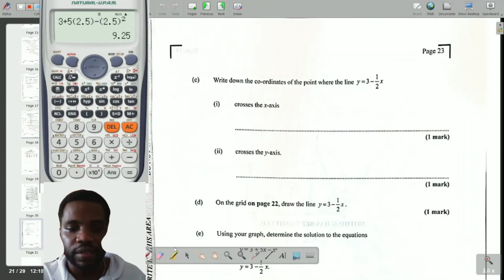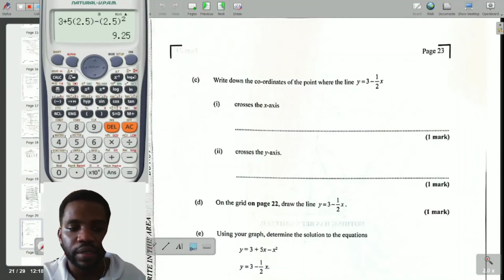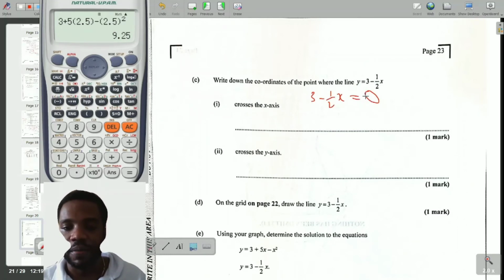Now it says, write down the coordinates of the point where the line y equals 3 minus a half x crosses the x-axis. Now, where any line crosses the x-axis, the y value is 0. So what I'm going to do is equate the function to 0. Right? I'm going to replace the y value with 0. So I'm going to have 3 minus a half x equal to 0.